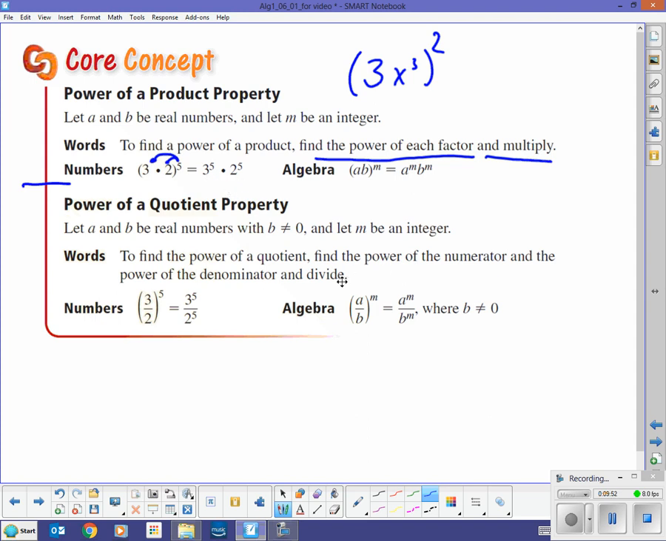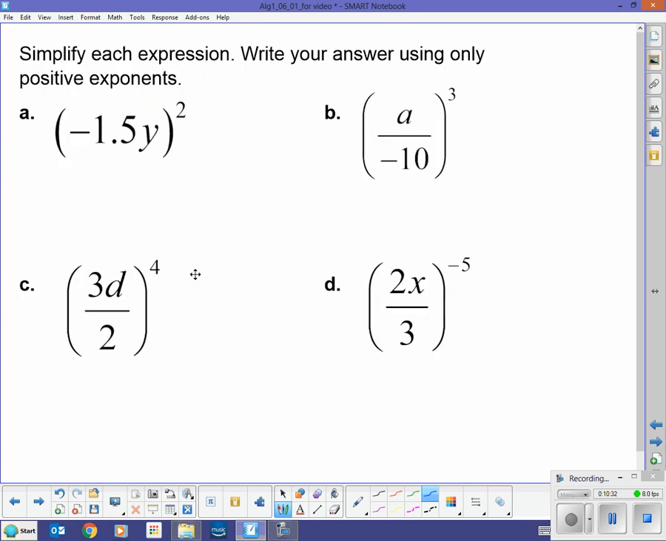And the same thing for quotients. You find the power of the numerator and the power of the denominator. Okay. So in this case, 3 divided by 2, all to the fifth power, I can think of this as 3 to the fifth divided by 2 to the fifth. In other words, the outside power applies to every factor inside the parentheses, and the same goes true here as well. For the product again, let me say one more time: the outside exponent applies to everything inside. Same for the quotient.